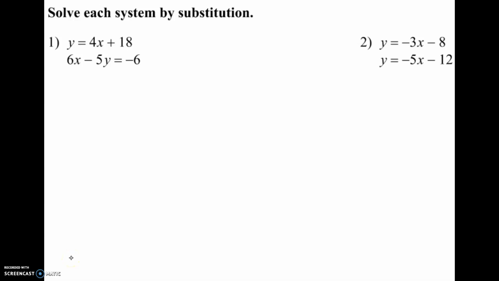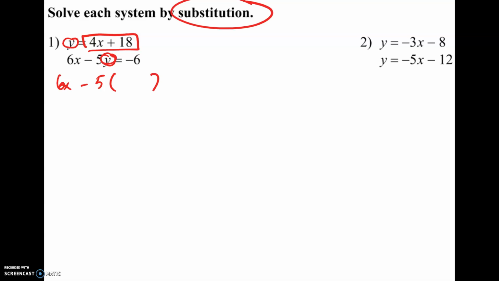All right, folks, we are solving systems algebraically by the substitution method here. So the substitution or replacement method is when we take something equivalent. So we have y equals, and that's equivalent to this y here. And we're going to replace the y here with an equivalent expression. So now I'm going to have 6x minus 5 times that whole expression. We've replaced the y with something that is equivalent to it, so we're allowed to substitute it.